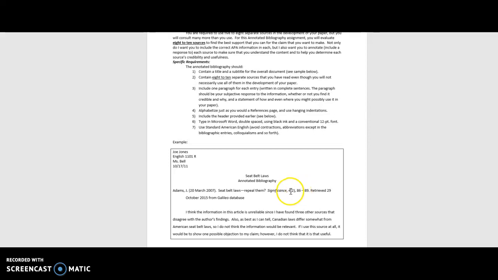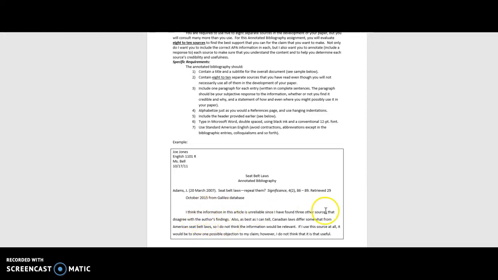And then this is the publication information. This is volume 4, number 2 in parentheses. These are the page numbers. Then you have to have your retrieval information. So there's that. And once again, if you're using a database, all you have to do is put from Galileo database, from Academic Search Complete, from Nexis Uni, whatever. If you find it online, if you use something from a popular search engine, then you have to put the complete web address. Okay. And then here's the paragraph.